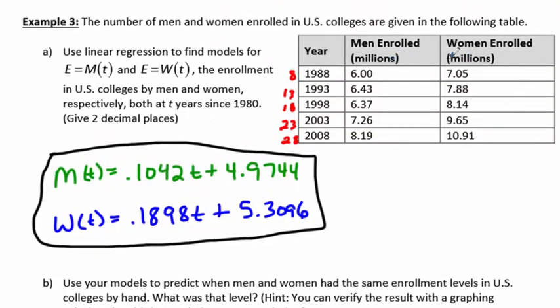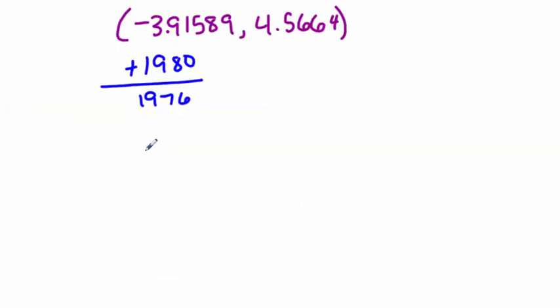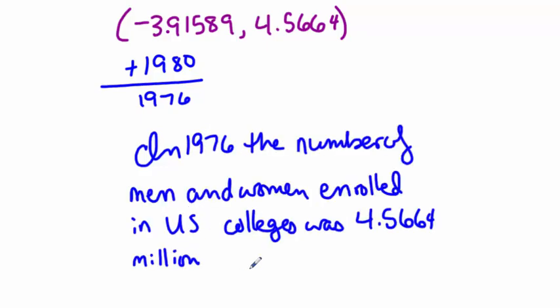Check out the units on the 4.5664. Units on both of these columns are in millions, and we're looking at the year when the number of men enrolled and the number of women enrolled were equal. So our conclusion is that in 1976, the number of men and women enrolled in U.S. colleges was 4.5664 million each.